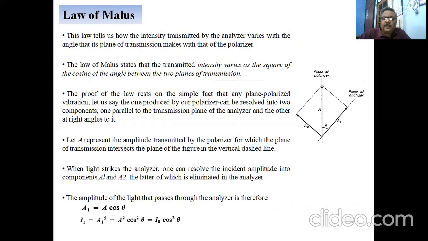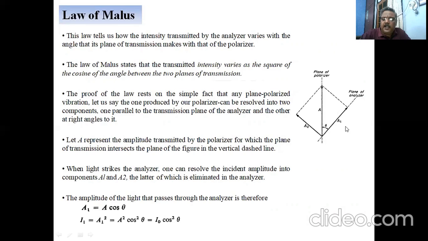Its proof is that any plane polarized vibration, let us say the one produced by our polarizer, can be resolved into two components. One parallel to the transmission plane of the analyzer and the other at right angles to it. Let A represent the amplitude transmitted by the polarizer for which the plane of transmission intersects the plane of the figure in the vertical dashed line. When light strikes the analyzer, one can resolve the incident amplitude into two components, A1 and A2, the latter of which is eliminated by the analyzer.